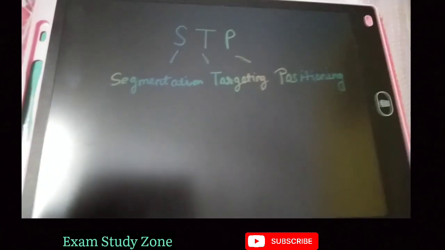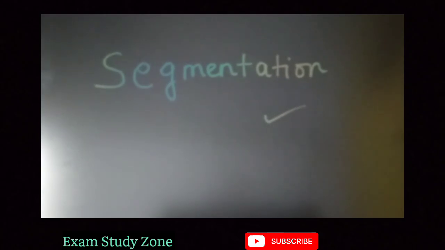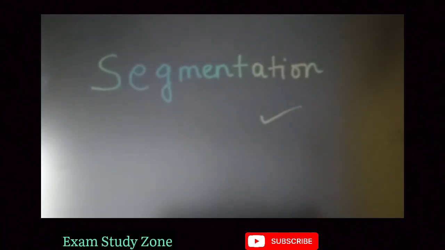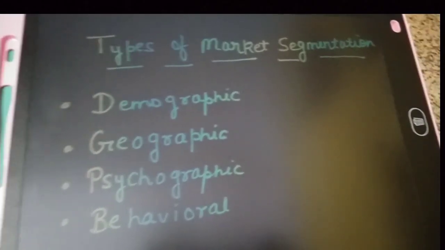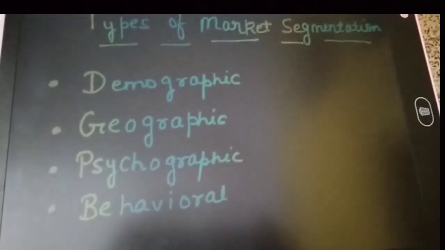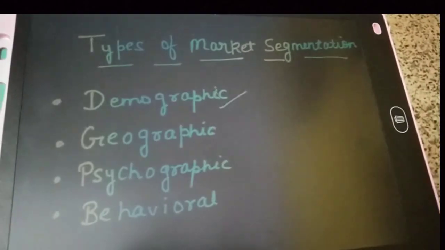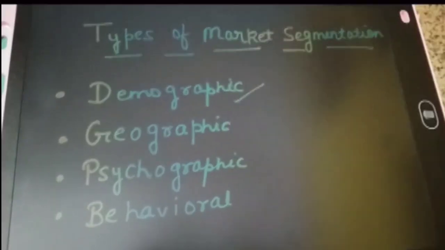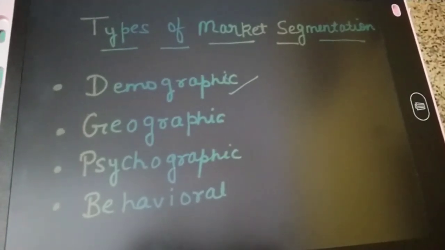So the first one is segmentation. This is the process of dividing a broad market into smaller, more manageable segments based on shared characteristics. Types of market segmentation. First one is demographic. Under this age, gender, income, education, occupation, all of these are included in and we can say comes under demographic.